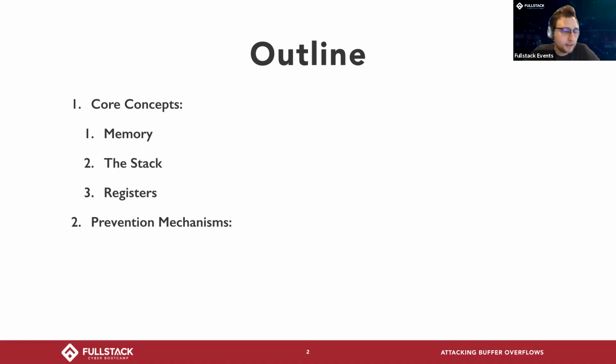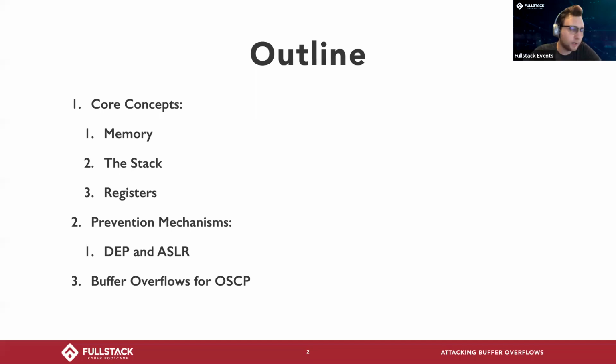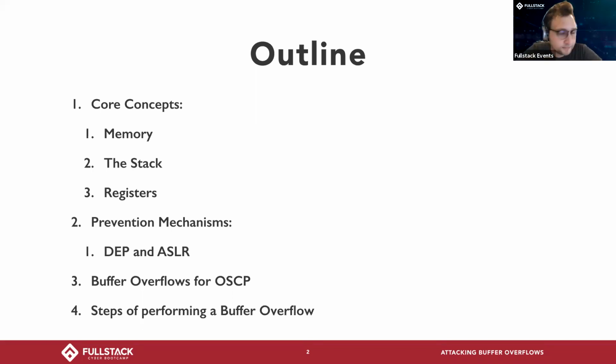Then we're going to talk about some of the things that you're going to be up against as hackers. What are some things that operating systems can do to prevent you from hacking, and which protections do we care about and do we not care about? We'll talk about two here, DEP and ASLR. And then finally, we'll get into buffer overflows for OSCP. Hopefully these first two sections set up conceptually what we're going to be doing, and then we're going to get into actually performing a buffer overflow for the OSCP.